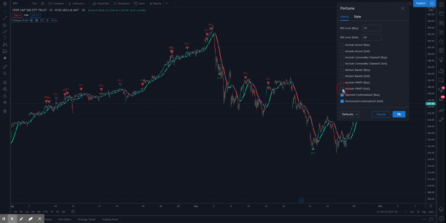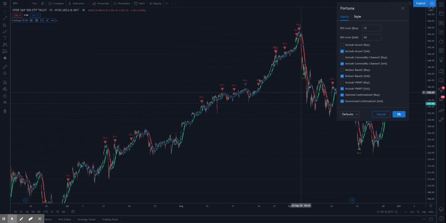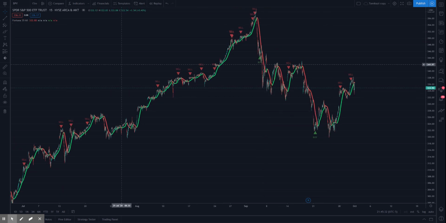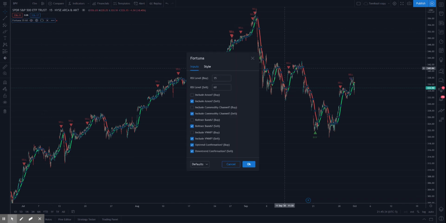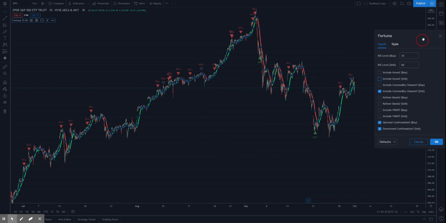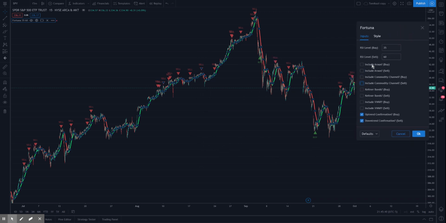I always suggest including all the sells, and then depending on how aggressive you want the signals to be, you can lower the RSI, or you can have just that. It's customizable. Play with the ones you want, but that's basically what all of them do. You can play around with the levels so that they fit your style. And hopefully this helps you learn how to use Fortuna and make you more of a successful trader. Thank you.